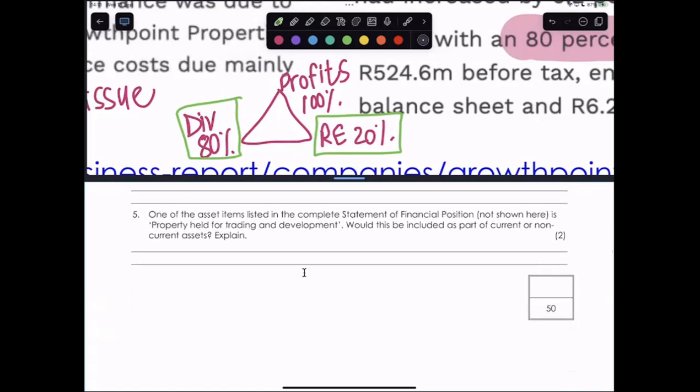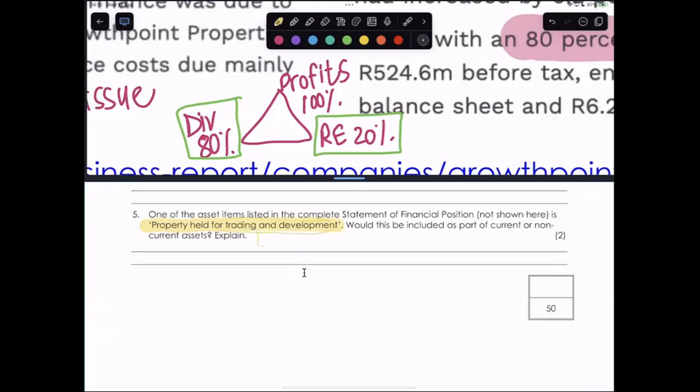The last question then says, one of the asset items listed in the complete statement of financial position, although it's not shown here, is property held for trading and development. Would this be included as part of current or non-current assets? Now, what you need to look at is obviously property. Yes, we normally assume property is a non-current asset. However, it says held for trading and development.